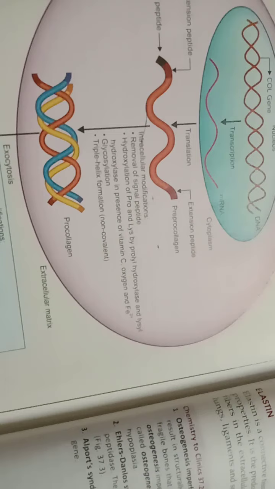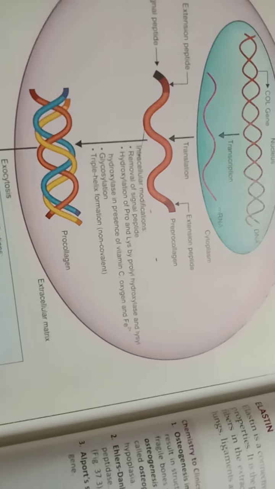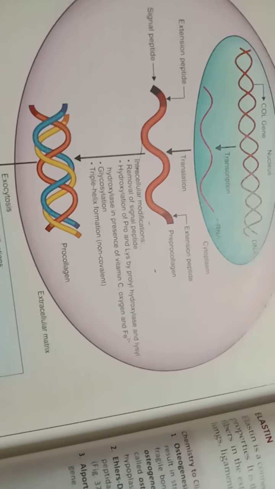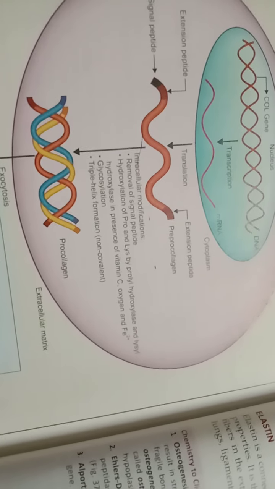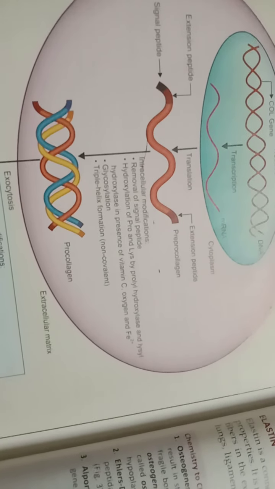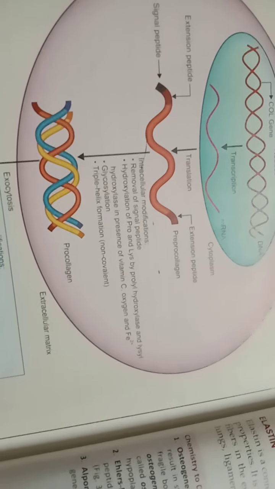What are those post-translational modifications? There are intracellular modifications, that is, post-translational removal of the signal peptide, and hydroxylation of proline and lysine with the help of the enzymes prolyl hydroxylase and lysyl hydroxylase, in the presence of vitamin C, oxygen and Fe2+. One point is very important to note here: the hydroxylation of proline as well as lysine mainly takes place in the presence of vitamin C.